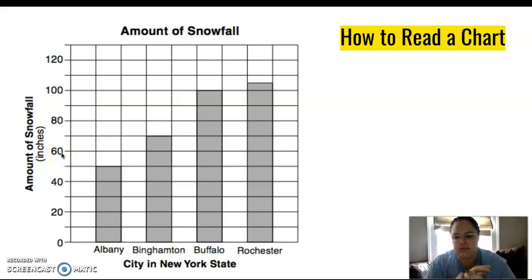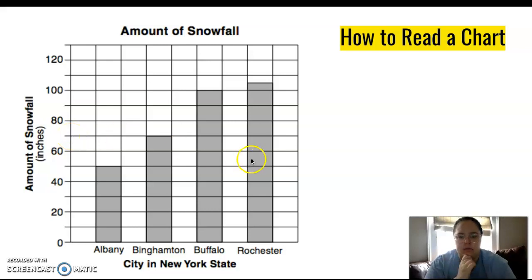All right, so let's find the amount of snowfall in, let's do Albany first. So I'm going to find Albany here. These are the cities. Count up 10, 20, 30, 40, 50 inches in Albany. Okay, now Binghamton, do the same thing, 10, 20, 30, 40, 50, 60, 70. I can also tell by just finding the top, coming over here, and then looking at the numbers. So if it's in between 60 and 80, I know that it has to be 70.